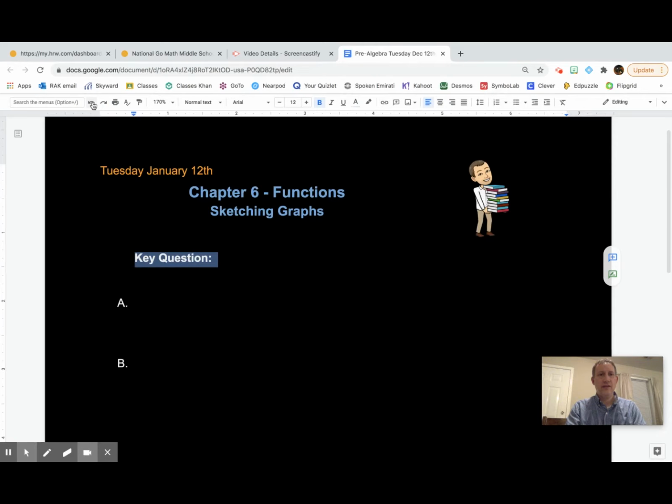Key question for today is going to be this. How do I create a graph given a description or a scenario? How do I graph something, and how is that going to help me? Really, that should be the other question. How is that going to help me?